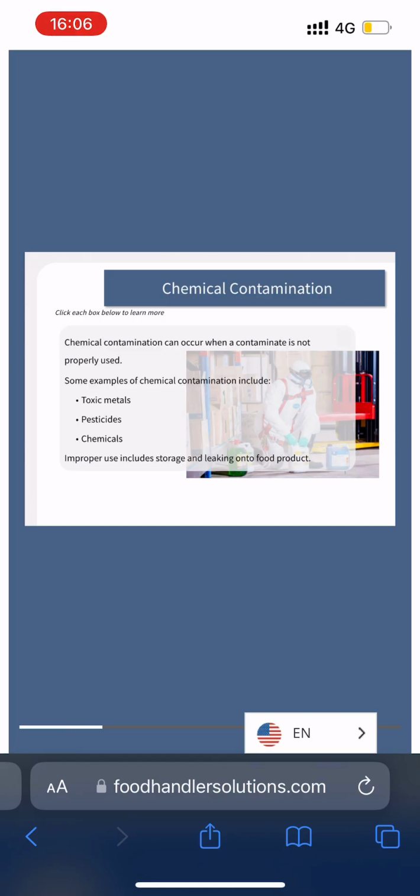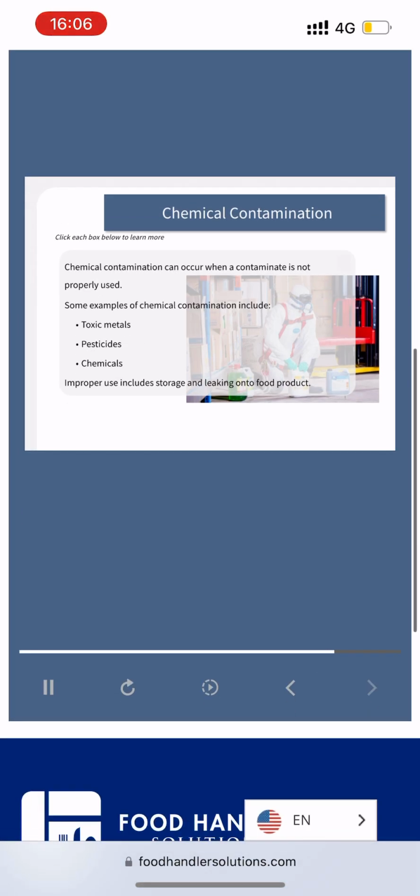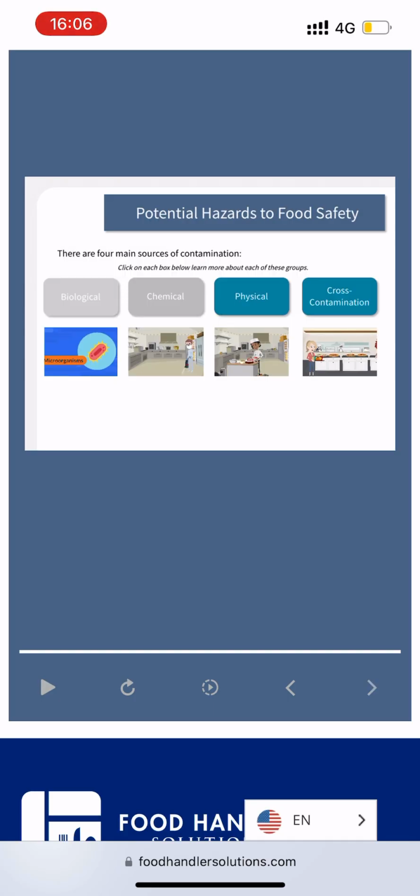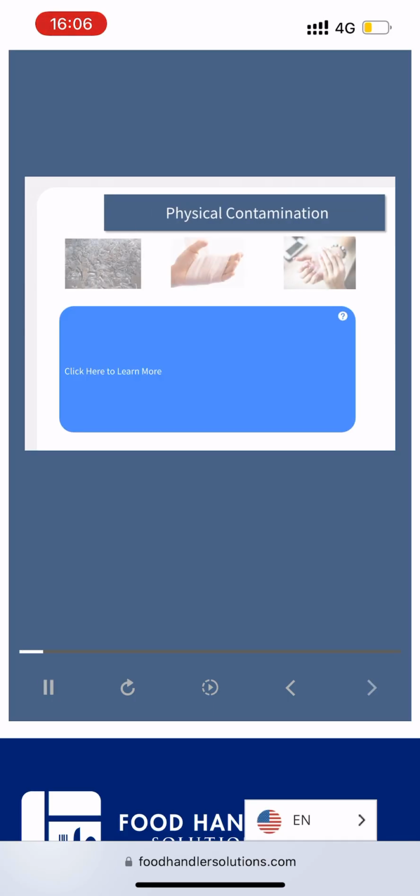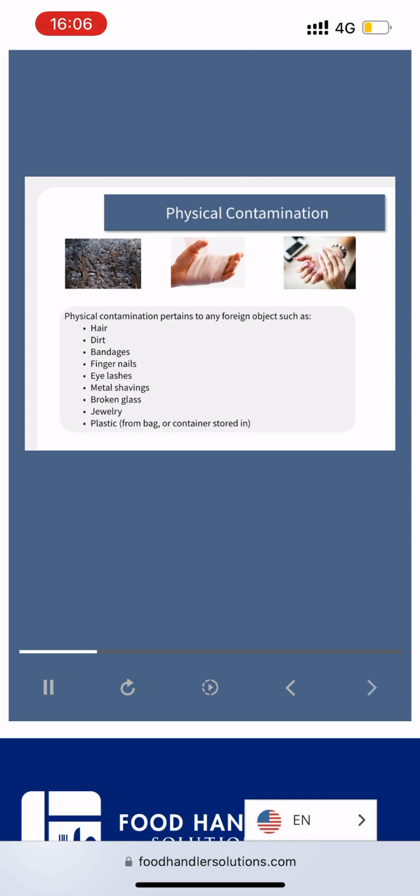Chemical contamination can occur when a contaminant is not properly used. Some examples of chemical contamination include toxic metals, pesticides, and chemicals. Improper use includes storage and leaking onto food product. Physical contamination pertains to any foreign object such as hair, dirt, bandages, fingernails, eyelashes, metal shavings, broken glass, jewelry, plastic.